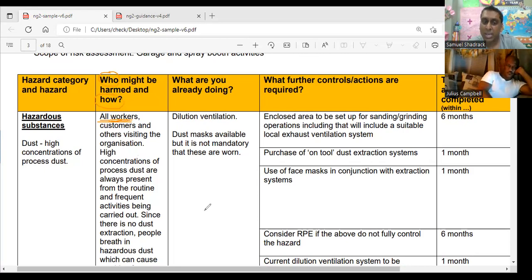Now the who and the how is different. I'll say that again. You see a full stop there? The who and the how is different. So the how, if we're talking about dust, I can read this way. They say high concentration of processed dust is always present from the routine and frequent activities being carried out. Since there is no dust extraction, that's the how. There is no dust extraction. People are breathing in the hazardous dust, so that's the how.